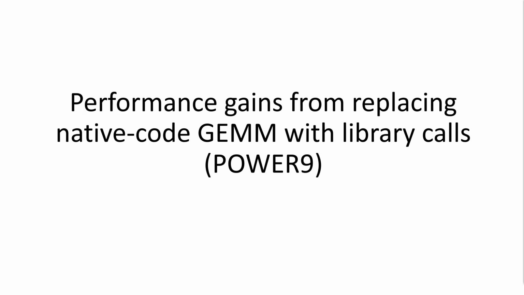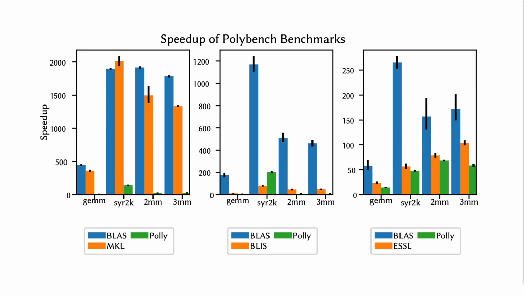So, some results from this work, replacing these native code GEMMs with library calls on Power 9. We can see that we significantly speed up some benchmarks using BLAS or platform-specific libraries such as MKL, BLIS, or ESSL. The current solution in LLVM called Polly is a polyhedral optimizer that has a specific module focused on matrix multiplication, and it doesn't quite compete with the other libraries.